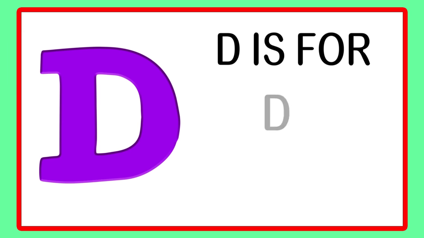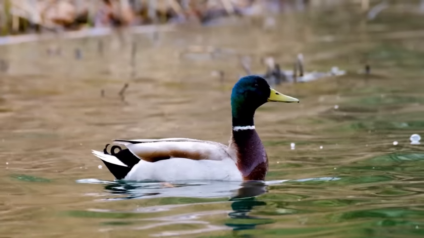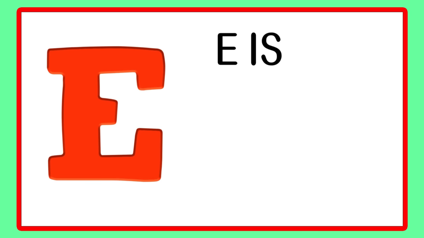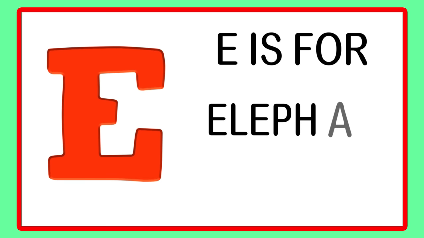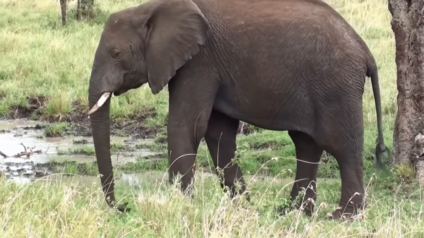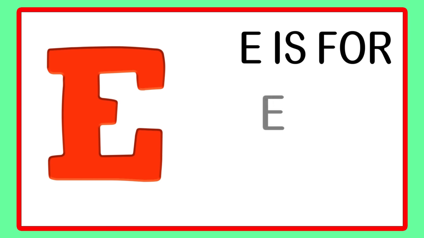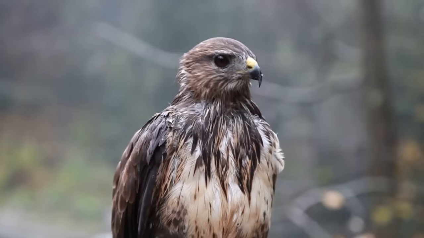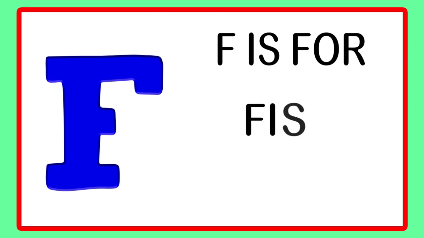D is for duck. E. E is for elephant. E is for eagle. F. F is for fish.